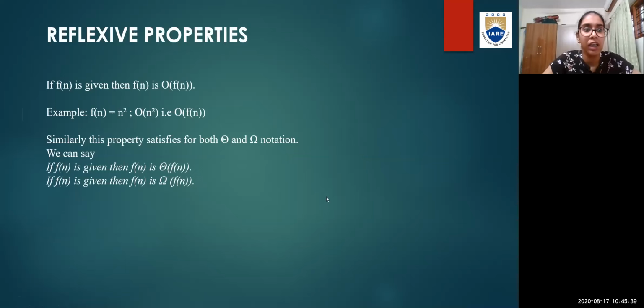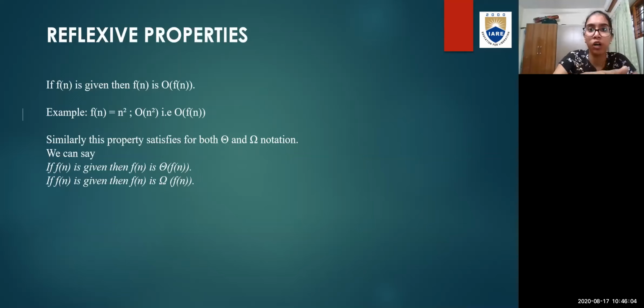Reflexive property. If f of n is given, then f of n is big O of f of n. For example, f of n is equal to n square. Then your big O of n square, that is big O of f of n. Like over here, n square is the only highest degree with a coefficient of 1.